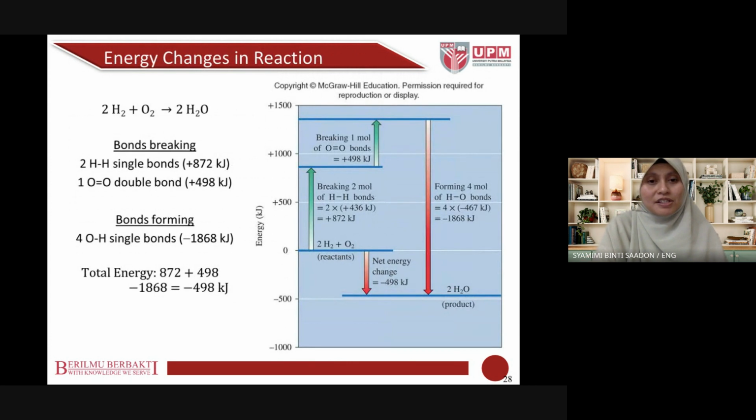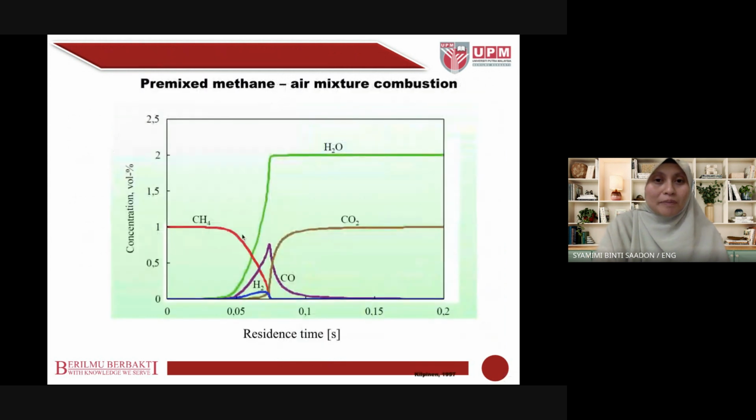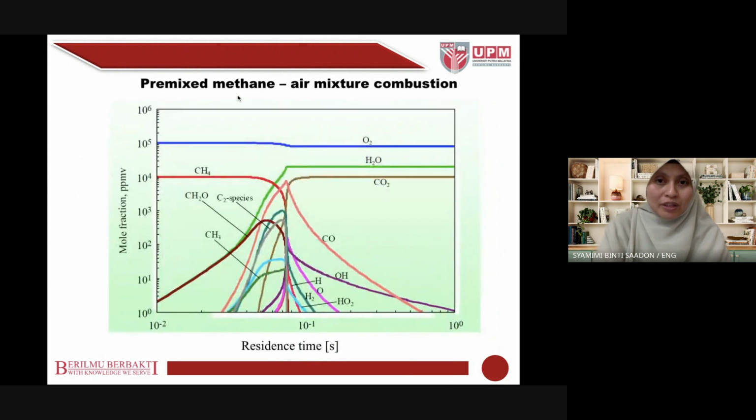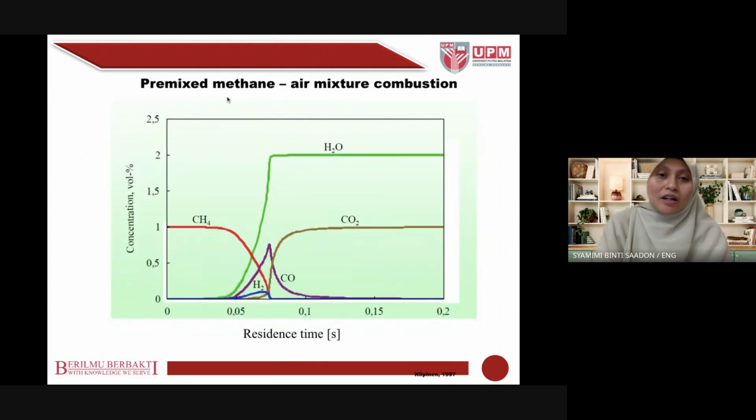Any change in reaction, okay. This is an example of a reaction of hydrogen and oxygen. This is not regarding fuel. Okay, so a graph representing a mix of methane and air. A mixture of methane and air in a combustion process.